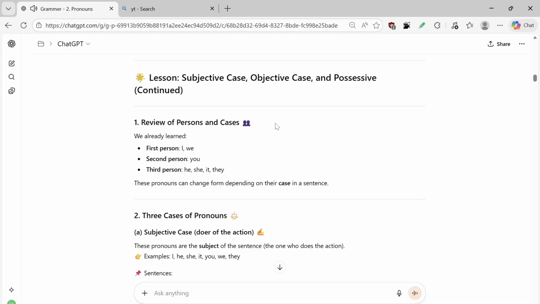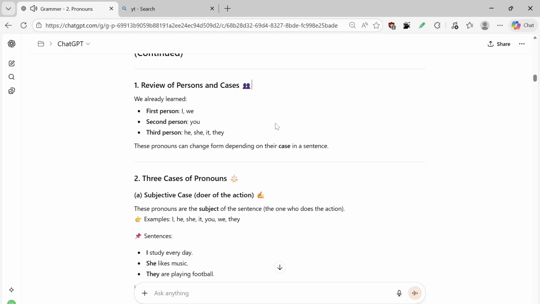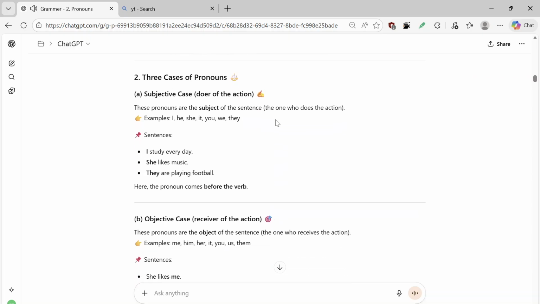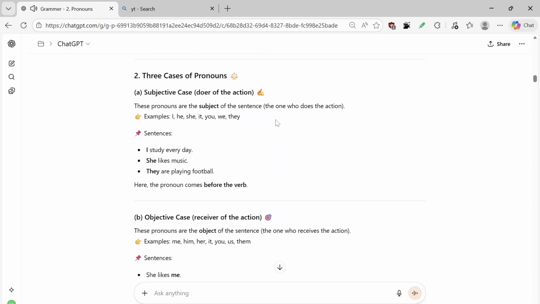2. Three cases of pronouns. A. Subjective case, doer of the action. These pronouns are the subject of the sentence, the one who does the action. Examples: I, he, she, it, you, we, they. Sentences: I study every day. She likes music. They are playing football. Here the pronoun comes before the verb.